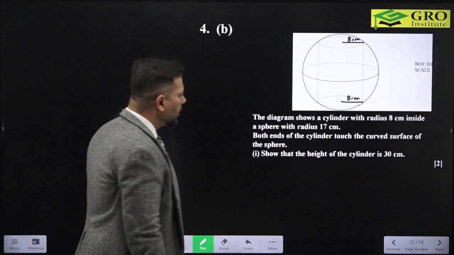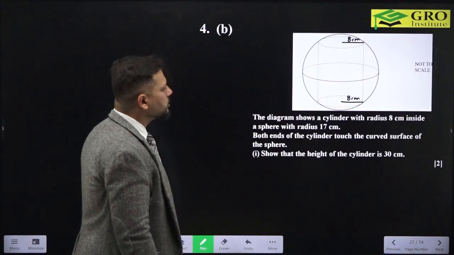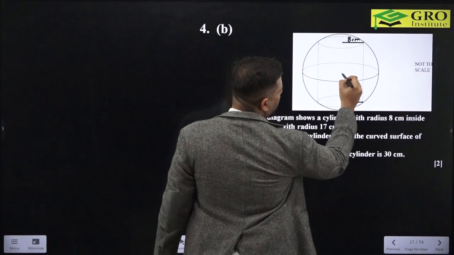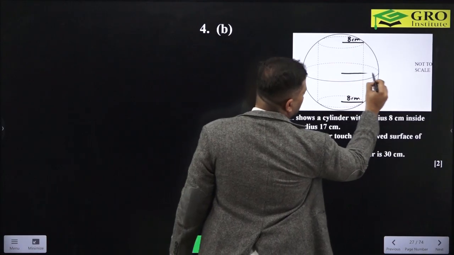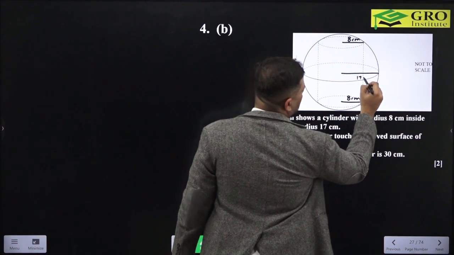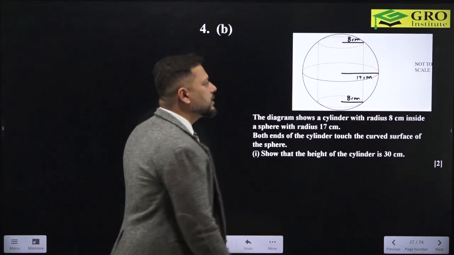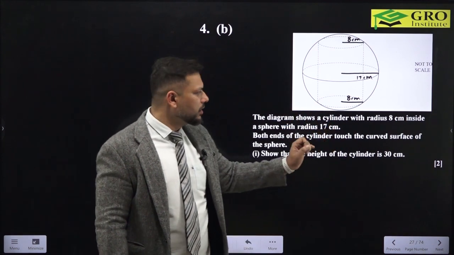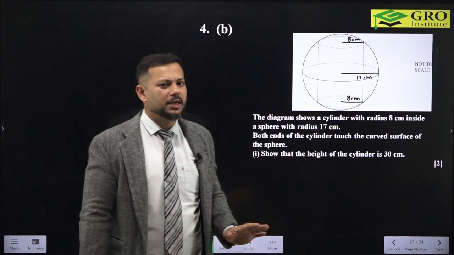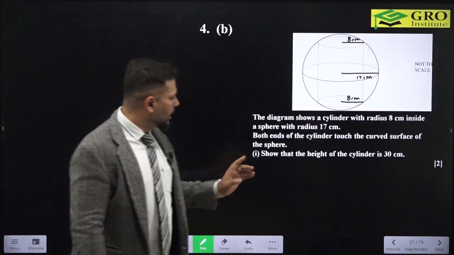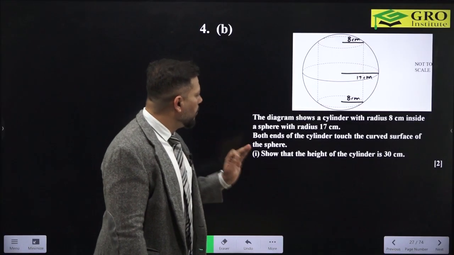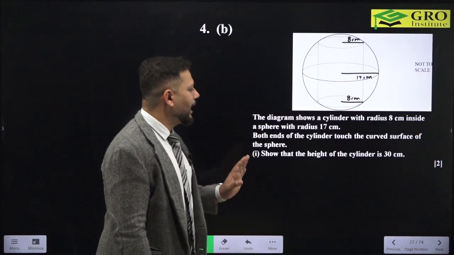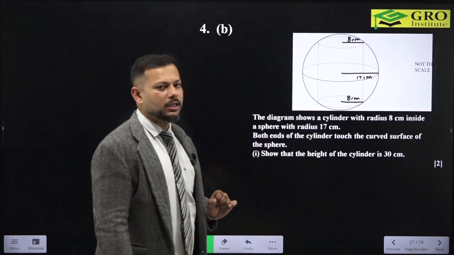And what else is given? We are being given the radius of the sphere as 17 centimeter. So if we take this to be the center of the sphere, this radius is given to us as 17 centimeter. Isn't it, guys? Are we clear with this? The radius of the cylinder is given as 8 centimeter, while the radius of the sphere is given to us as 17 centimeter. Now let us read what else is given. Both ends of the cylinder touch the curved surface of the sphere. Show that the height of the cylinder is 30 centimeter.